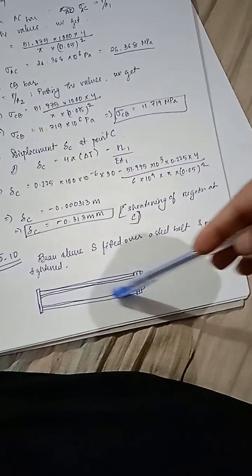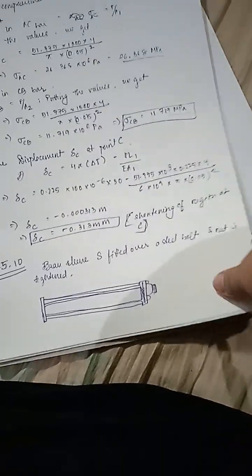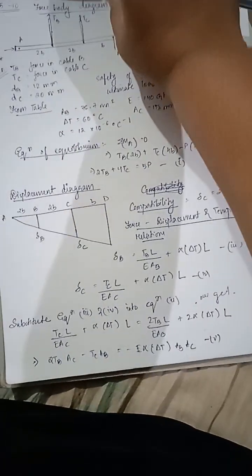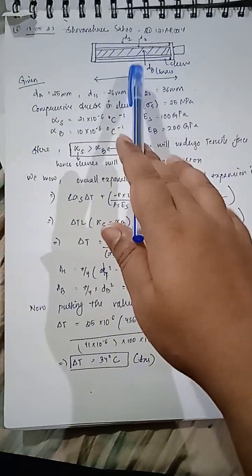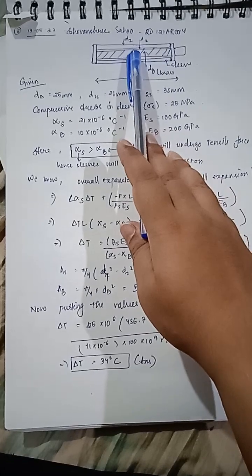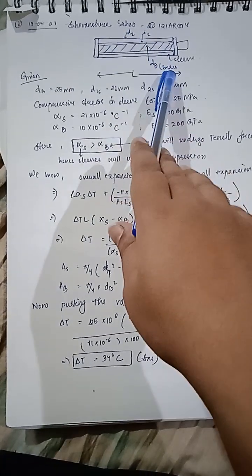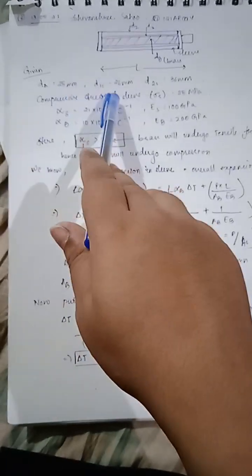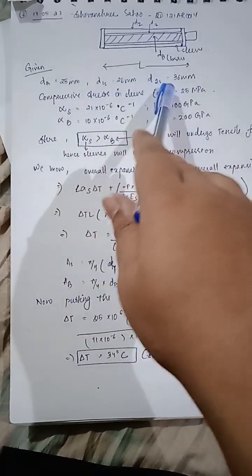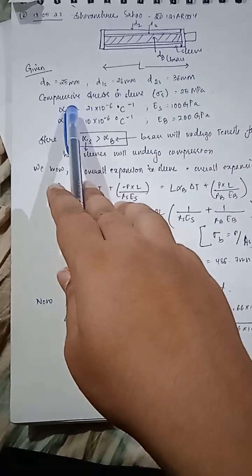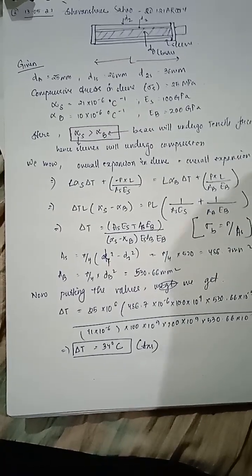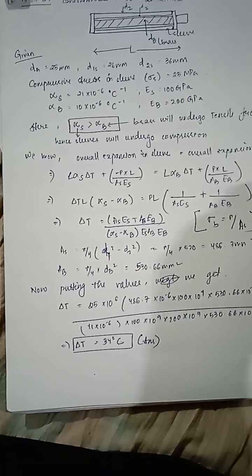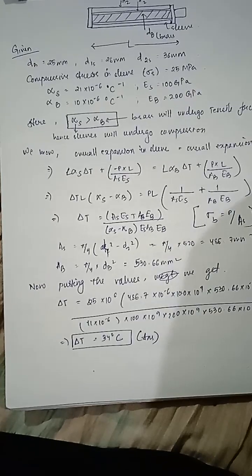steel bolt and nut and is tightened. So here's the free body diagram. This is the length L, this is the brass, and this is the sleeve, D1, D2. So DB is 25 mm, D1S is 26 mm, D2S is 36 mm. So compressive stress on sleeve 25 MPa, alpha S is 21 into 10 to the power minus 6, and alpha B is 10 to the power minus 6.